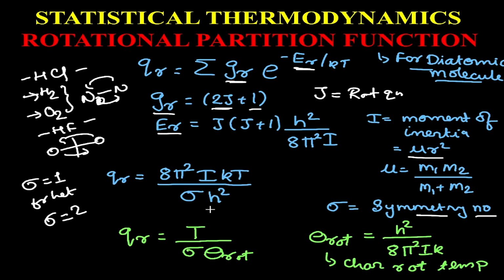Now further, this term, that is h square upon 8 pi square I k, could be written as theta rotational, and this theta rotational has the unit of temperature, and hence it is known as the characteristic rotational temperature. So when we substitute, 8 pi square I k could be taken to the denominator over here, and hence we will have q rotational is equal to T upon sigma theta rotational. So this is also one of the forms of the rotational partition function.